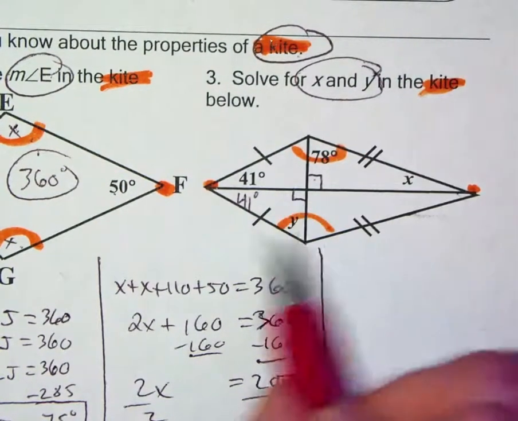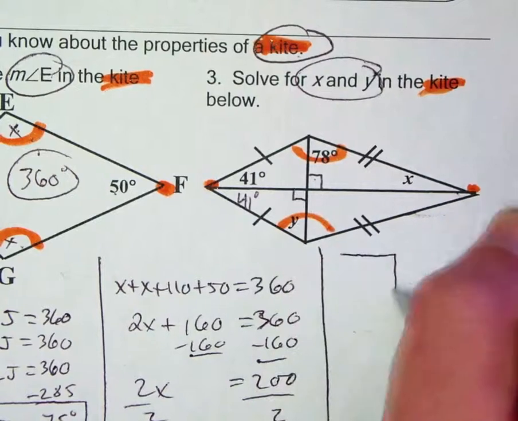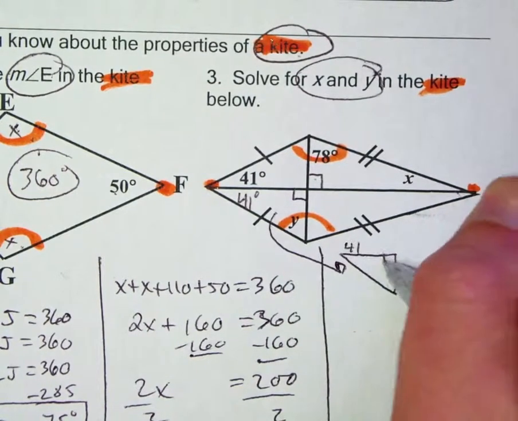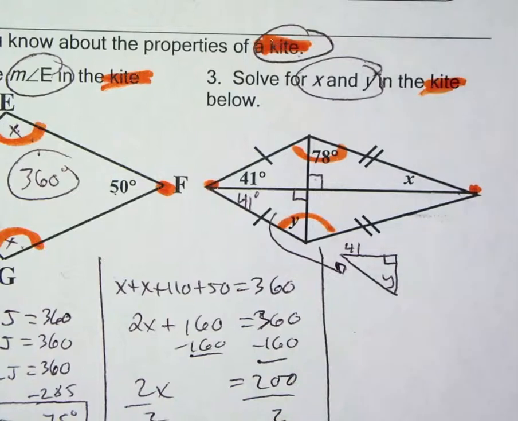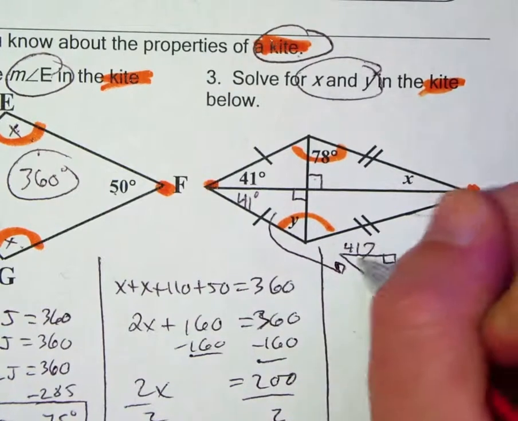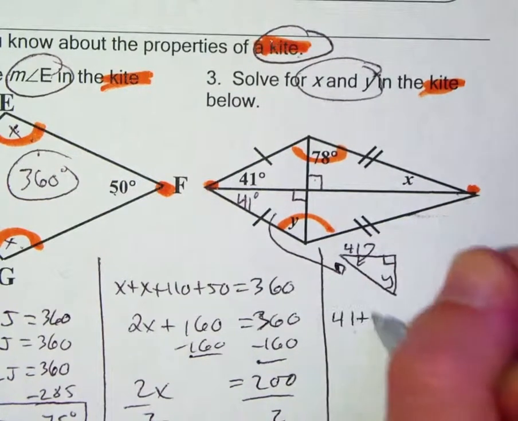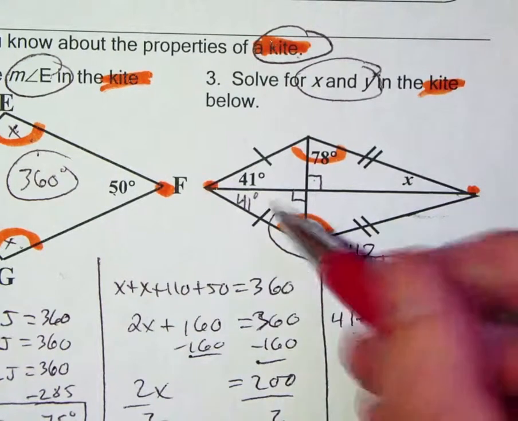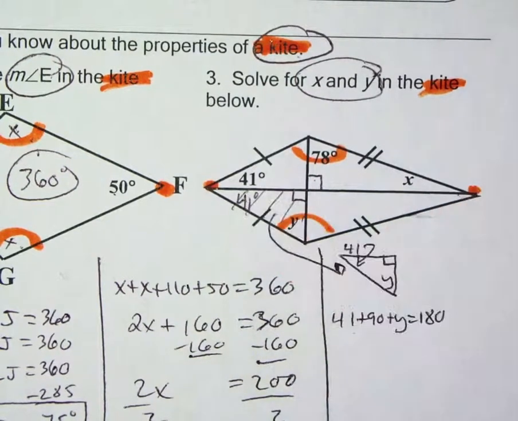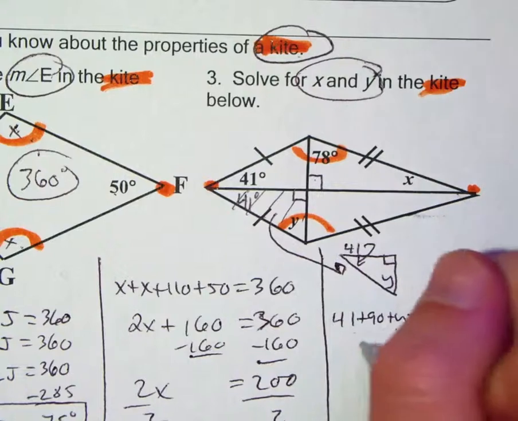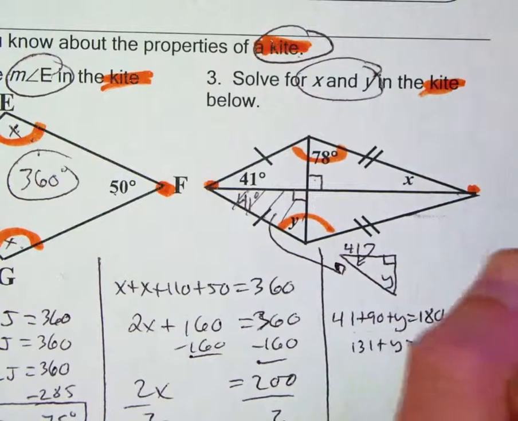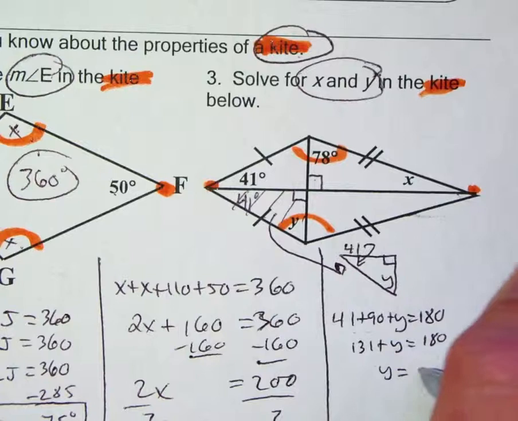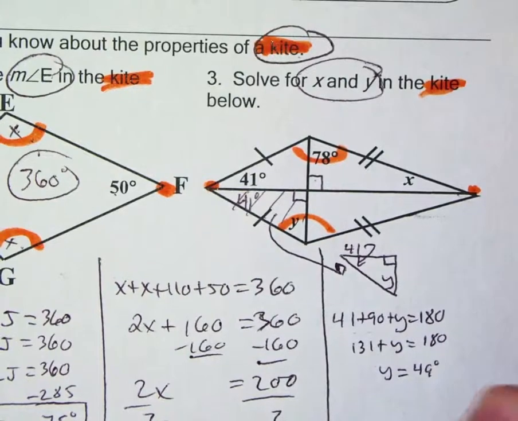And now take a look at this triangle right here. I can kind of take it off and put it right there. You've got 41 there, you've got 90 right there, and then you've got y right here. So 41 plus 90 plus y has to equal 180. Okay, a triangle's supplementary. So you get 131, and if you take 131 from both sides, I believe you're looking at 49 degrees for y.